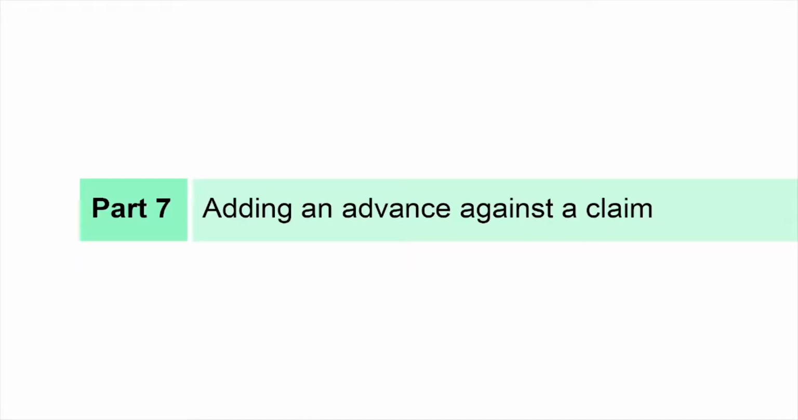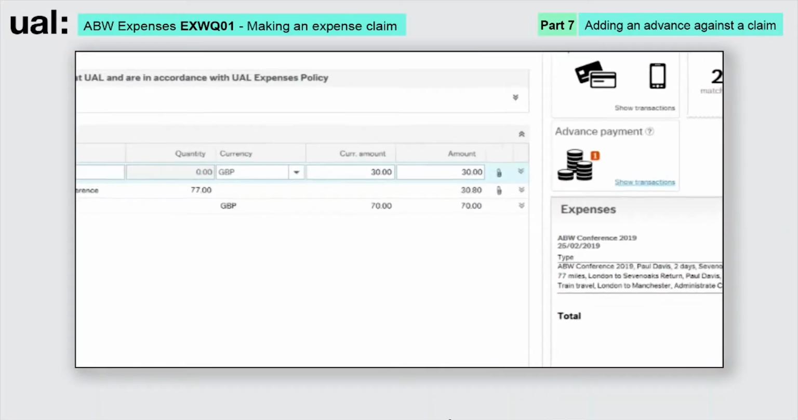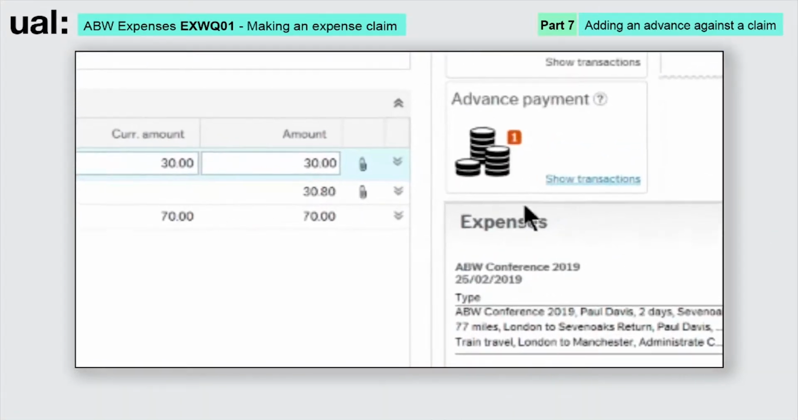Part 7. Adding an advance against a claim. Step 1. If an advance was paid to you, it will appear as an advance payment in the Expense Overview section on the right of the screen.